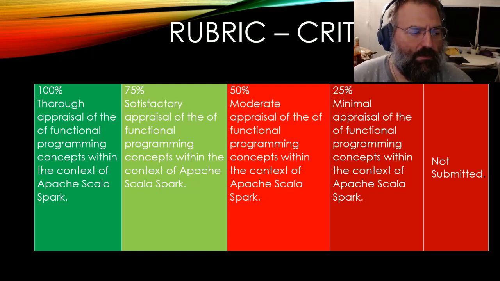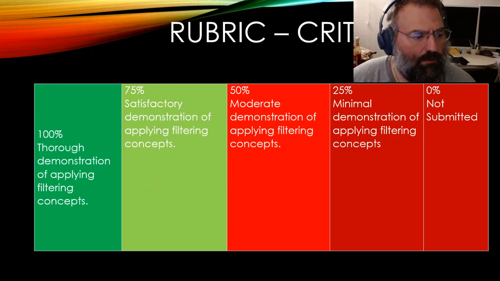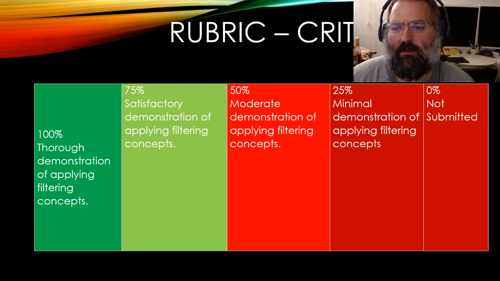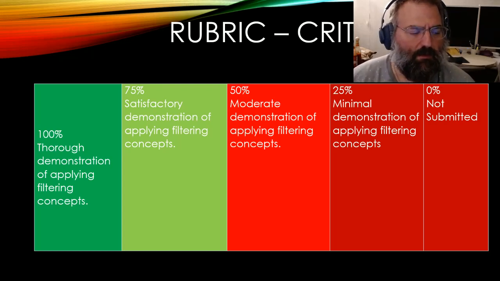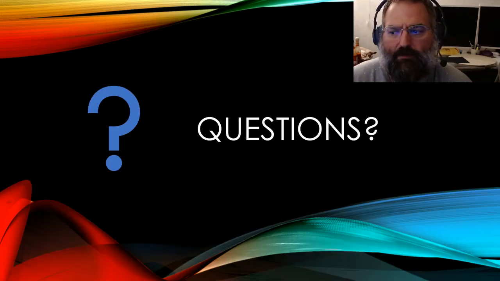The rubrics, as always, you're going for the green column. Criterion 1 is a thorough appraisal of functional programming concepts within the context of Apache Spark. Rubric 2, thoroughly critique the operation of RDD in the context of Apache Spark. A thorough demonstration of applying filtering concepts, so that's where you're basically limiting it to the top N, 20 or whatever it is. And with that, if you have any questions, let me know.